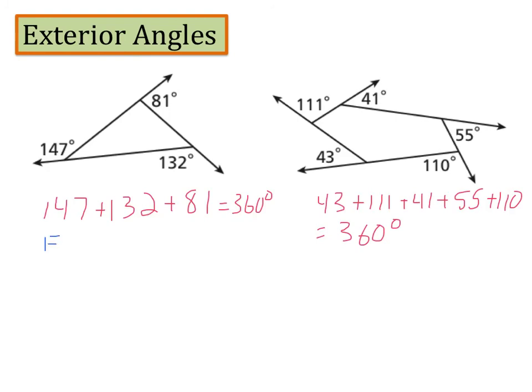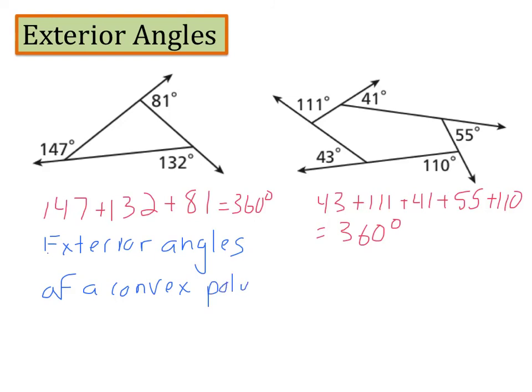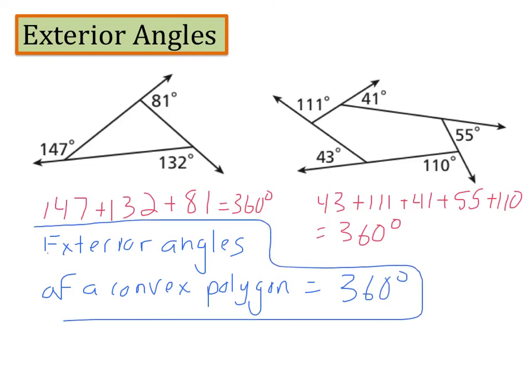So we can conclude that the exterior angles of a convex polygon equal 360 degrees. This is called the polygon exterior angle sum theorem.